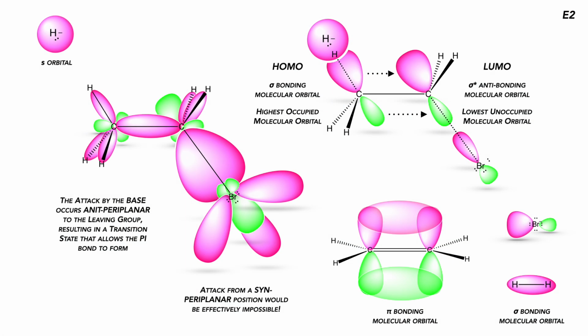To understand E2 mechanisms deeply, we again refer to molecular orbital theory. The base donates from its HOMO, highest occupied molecular orbital, into the LUMO, the sigma star orbital of the carbon leaving group bond. And that transfers electron density into that pi forming arrangement. For this to work, all the orbitals must be perfectly aligned in the anti-periplanar position.